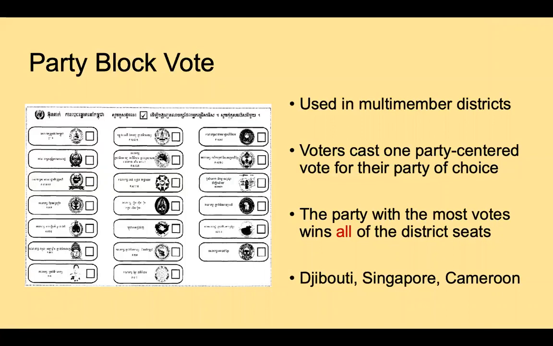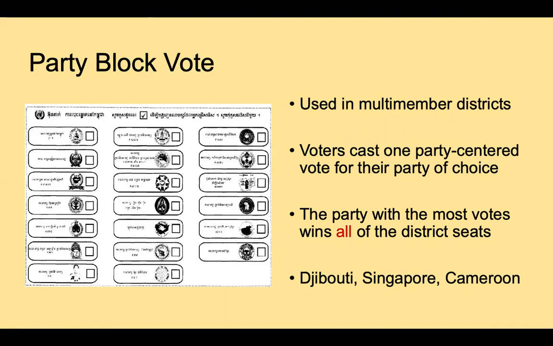There's also what's called the party block vote, and this is used in multi-member districts. Voters cast one party-centered vote for their party of choice, and the party with the most votes wins all of the district seats. And Djibouti, Singapore, and Cameroon are all examples of this. This is a ballot from Singapore. You vote once, and the party with the most votes gets all the seats.